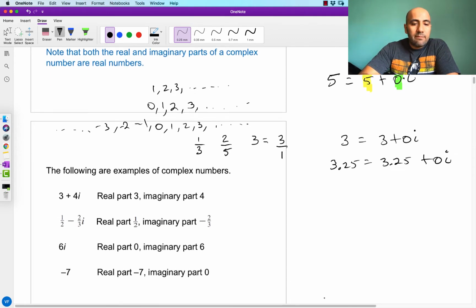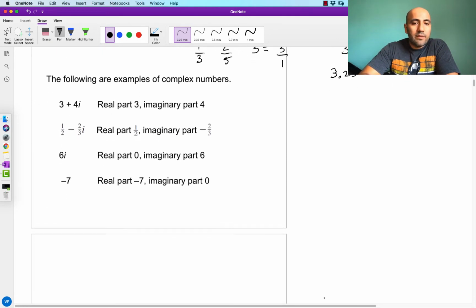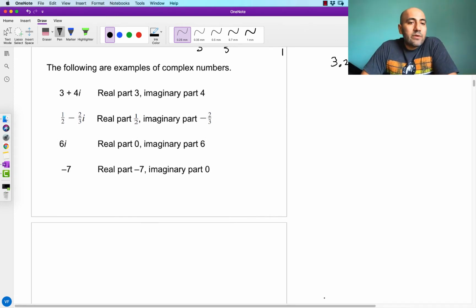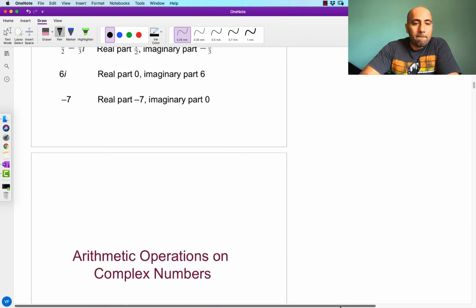Okay, so here's some more examples of complex numbers. So we have 3 plus 4i. The real part's a 3, the imaginary part's a 4. We got 1/2 minus 2/3 i. The real part's a half. The imaginary part is -2/3. We got the number 6i. The real part is 0. The imaginary part is 6. -7. The real part is -7. The imaginary part is 0.